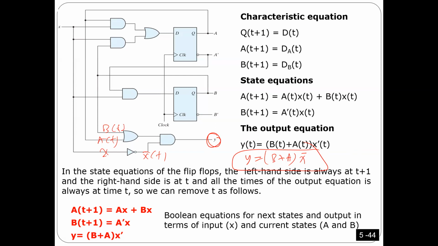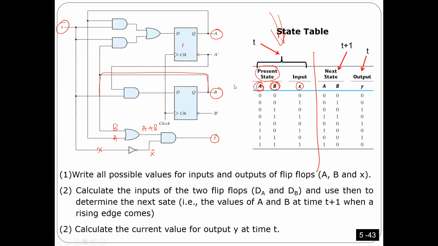Currently, it's always like that, so there's no need to say t. So this is the value of Y: Y equals B or A, X prime. Is that okay? If I come here to this table, I can calculate all of that. Very simple. So Y should equal A or B and then X prime.